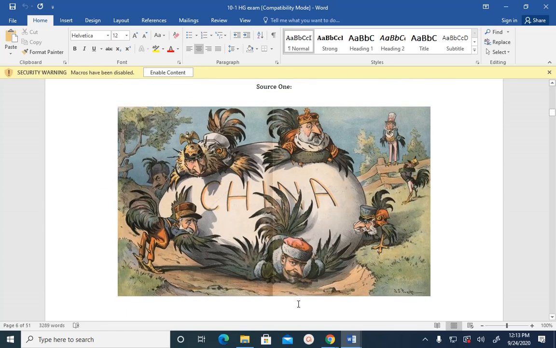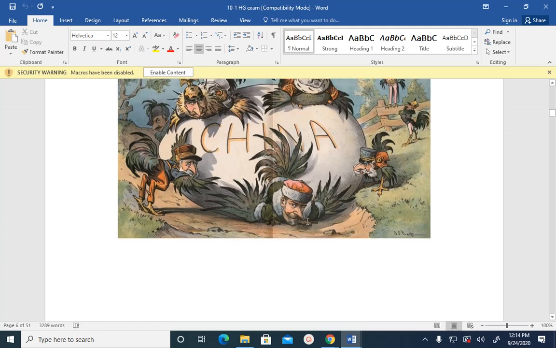So based on the lesson today on the humbling of China, we have China as this egg, and we've got these people. These are the Germans and the French and the Russians and the British. Japanese should be around here somewhere. The Americans are watching, but they're not taking part, but they're all trying to claim some ownership over China.